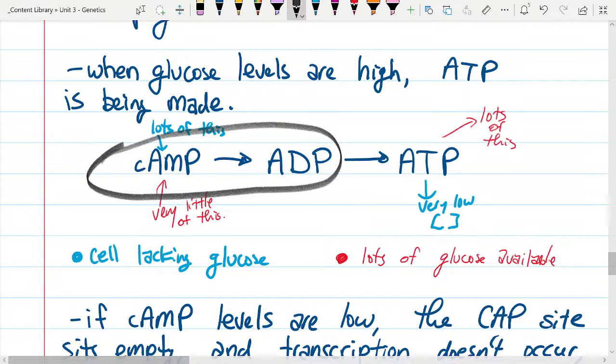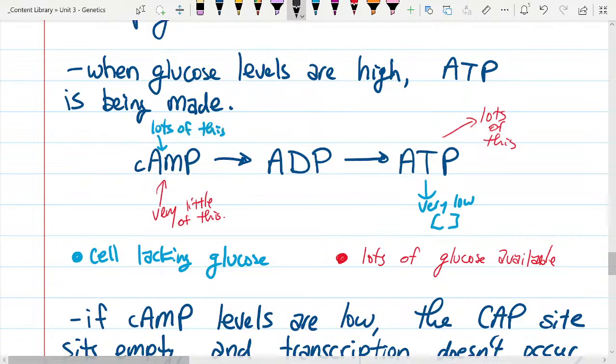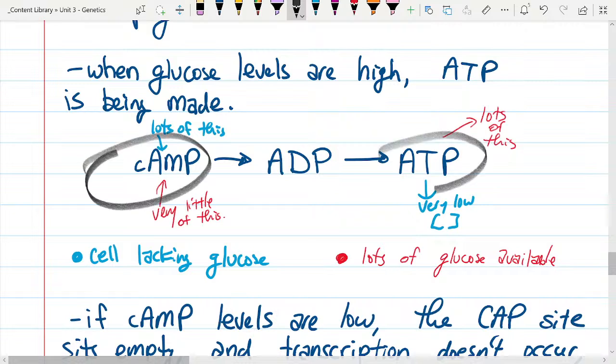Does that make sense? If, on the other hand, the cell has used up most of its ATP, and it doesn't have extra ATP available, well then cyclic AMP levels will be very high. So cyclic AMP levels are a way of indirectly measuring ATP levels, and ATP levels are a way of indirectly measuring glucose levels, because if the cell has access to a lot of glucose, it'll be making lots of ATP. Did that answer your question?